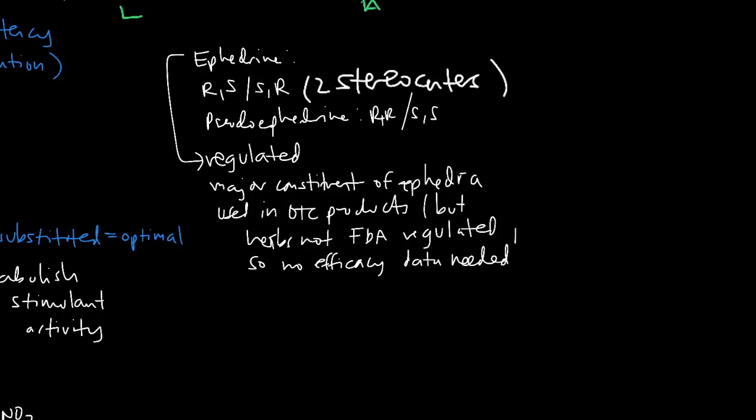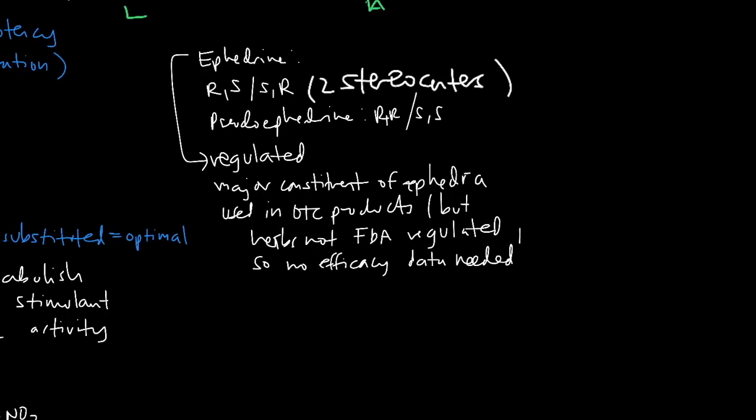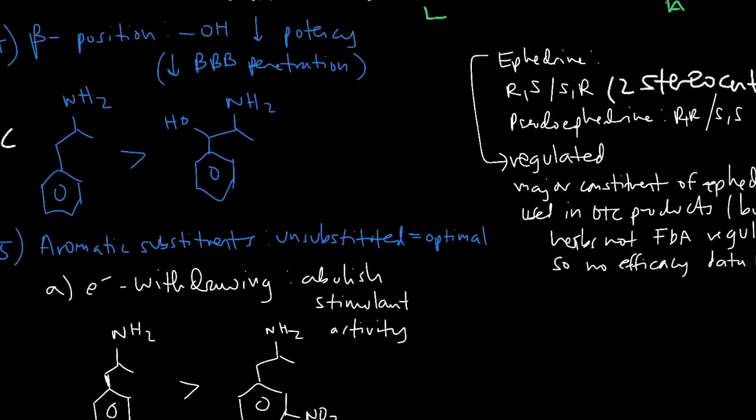Pseudoephedrine is the RR or the SS isomer. Ephedrine is regulated. It's a major constituent of ephedra. It's used in OTC products. However, herbs are not FDA regulated, so no efficacy data for herbs are needed. I think that's what he wanted you to know from that slide, since it seemed important, and he put stuff in yellow.